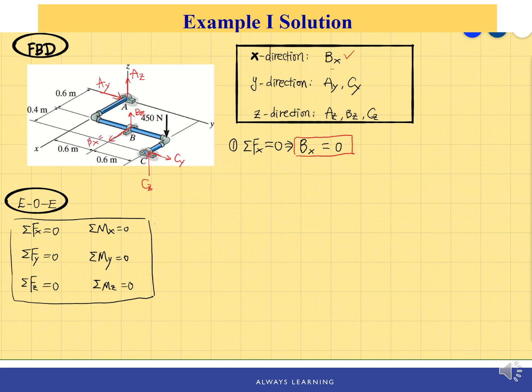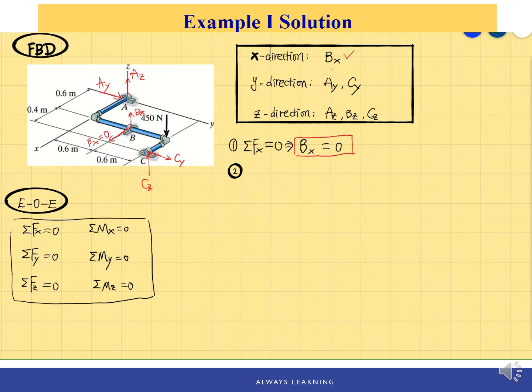You can also put a number on your free body diagram to remind you that this value now becomes a known value or a given value. And now let's choose the second equation. To choose the second equation, it seems like in the z direction I have 3 unknowns. The most number of unknowns is in the z direction.